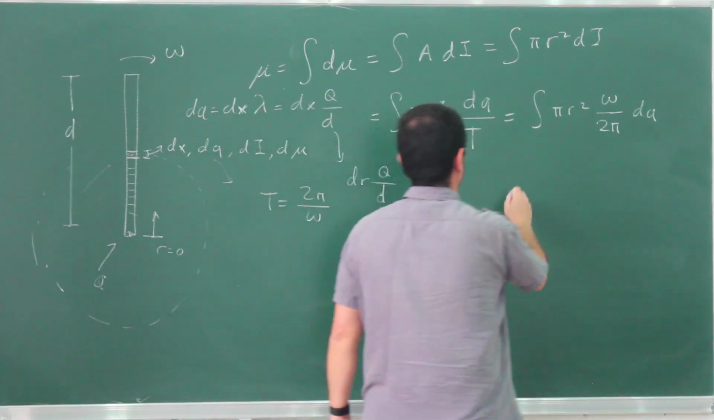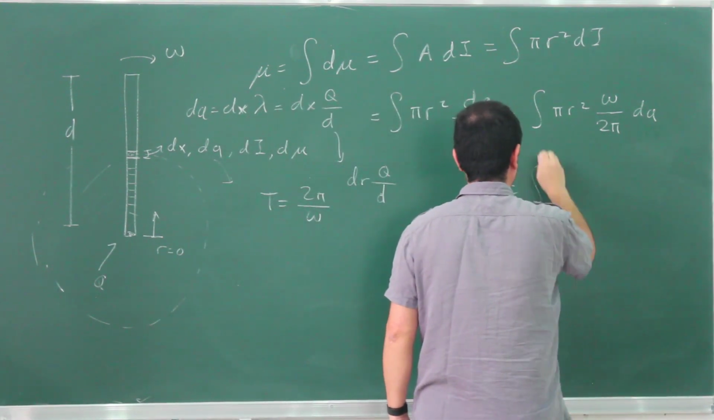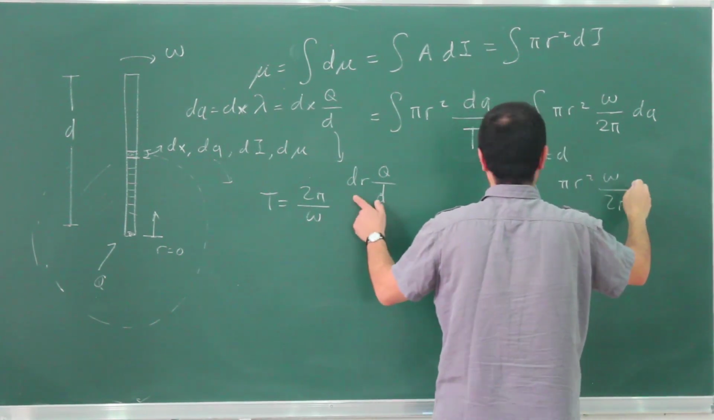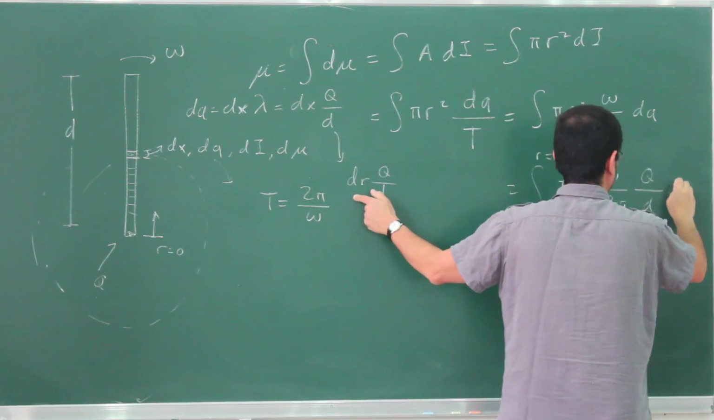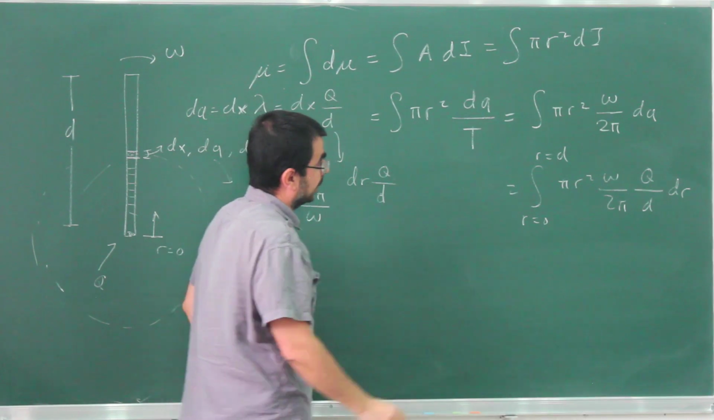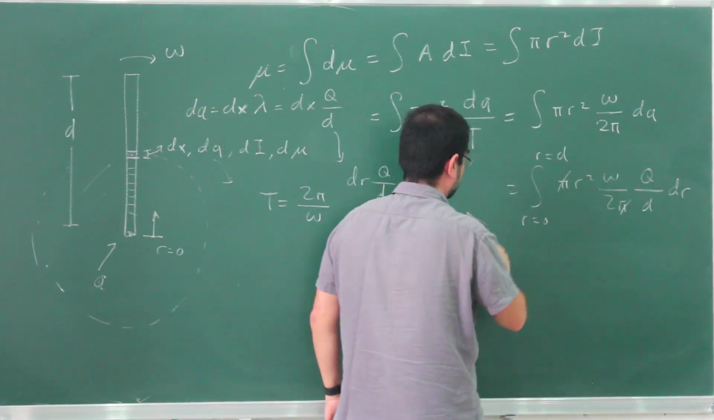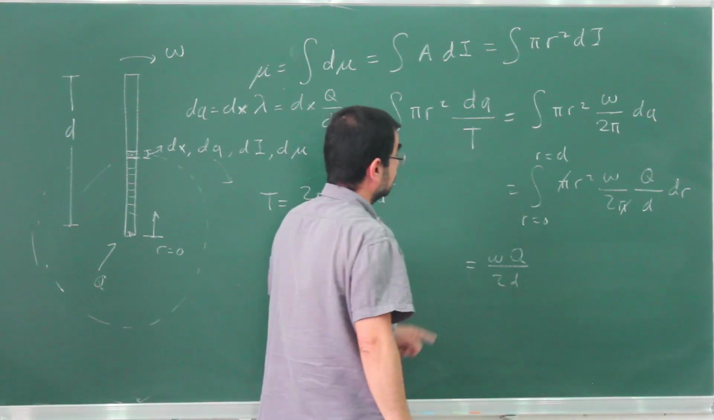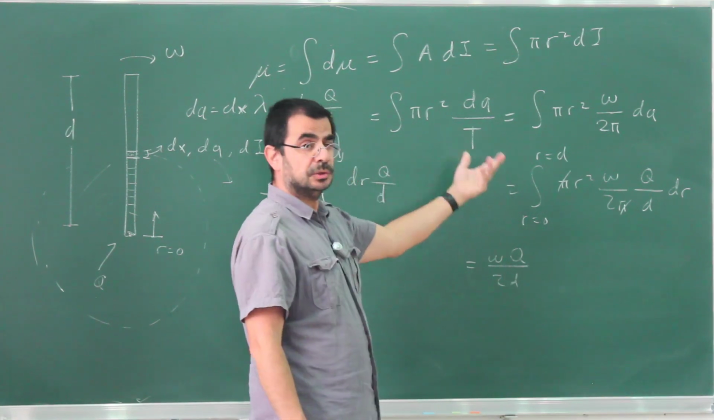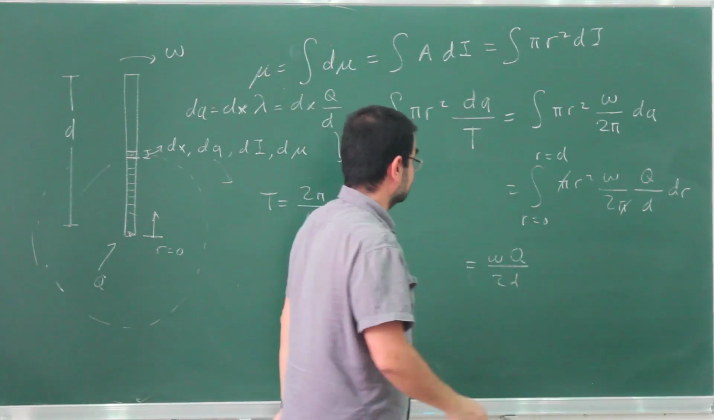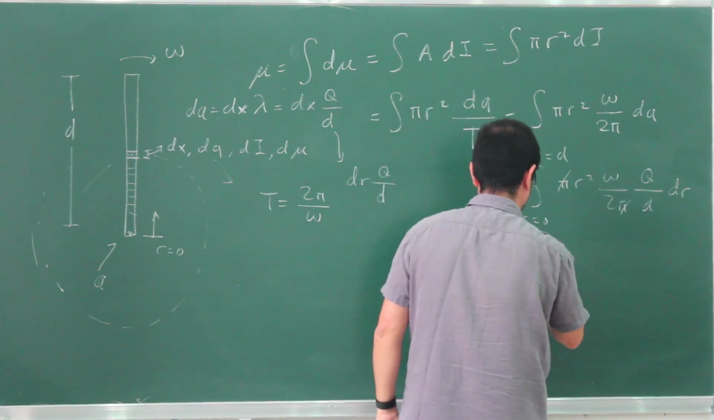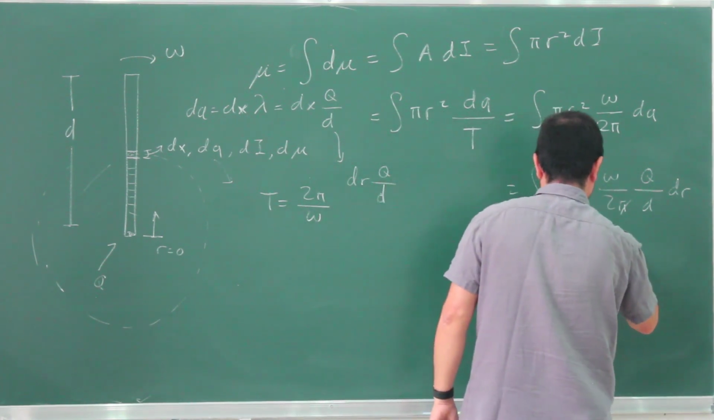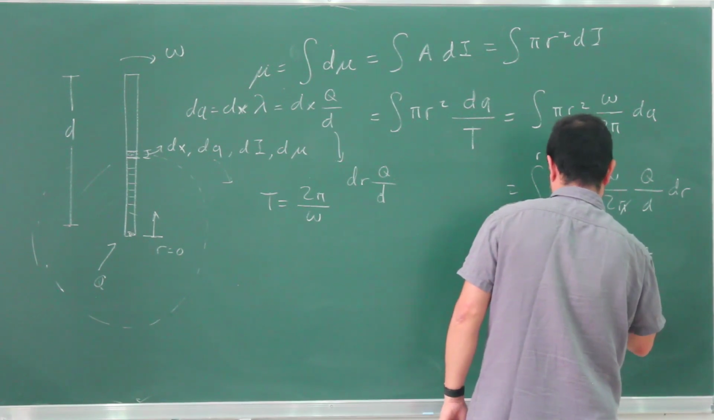So let's put that dq in as well. So this goes from r equals 0 to r equals D of pi r squared omega over 2 pi, and this is Q by D dr. Okay. The pi's go away. These constants come out, and the integral can be done. Omega over 2D. So this is the integral of r squared, that is r cubed by 3, and this is from D to 0, so at 0 it vanishes, so this is D cubed by 3. One of the D's goes away. This is omega Q D squared by 6.